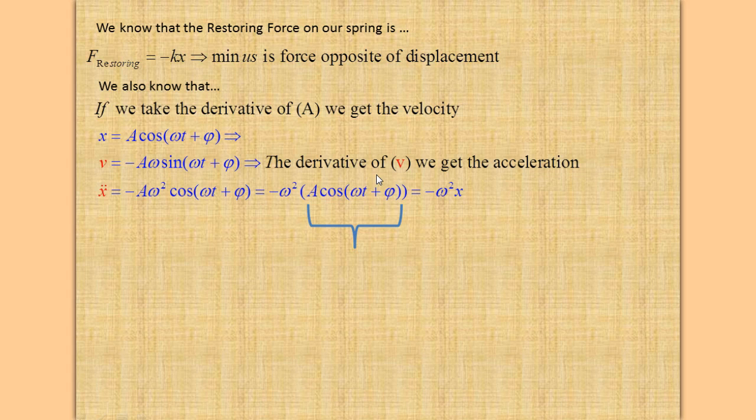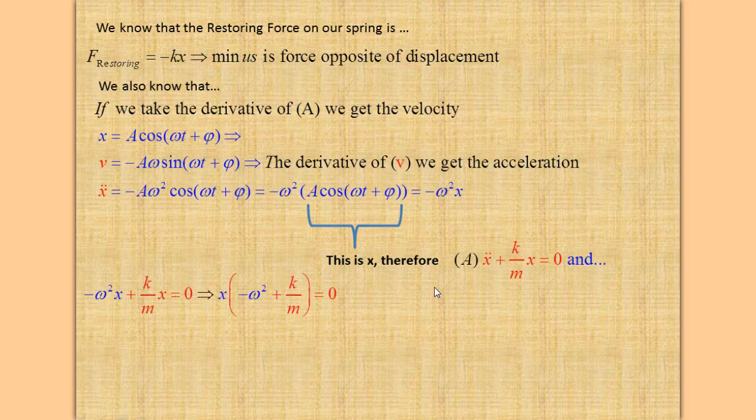If we take the derivative of the velocity, we get the acceleration, which is x double dot. And that's minus a times omega squared times the cosine omega t plus phi. Well, we know that a times cosine omega t plus phi is equal to x. Therefore, that's minus omega squared times x.